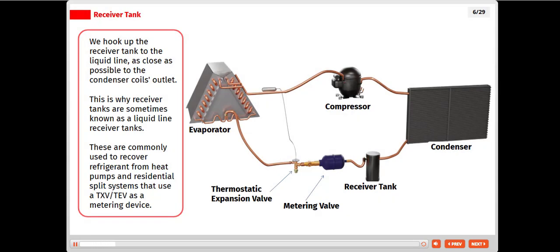We hook up the receiver tank to the liquid line as close as possible to the condenser coil's outlet. This is why receiver tanks are sometimes known as liquid line receiver tanks. These are commonly used to recover refrigerant from heat pumps and residential split systems that use a TXV or TEV as a metering device.